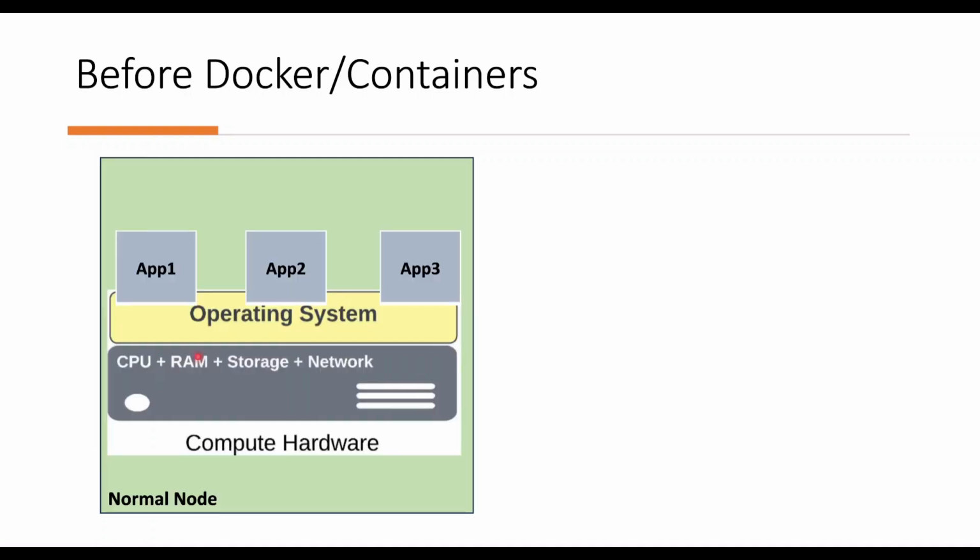Initially, we used to have normal nodes like this. What are the normal nodes? Normal nodes are the combination of CPU, RAM, storage with network connectivity along with operating system that is running on top of it.